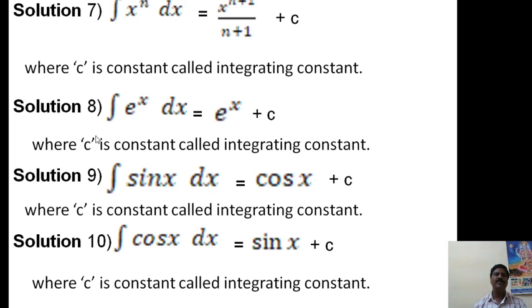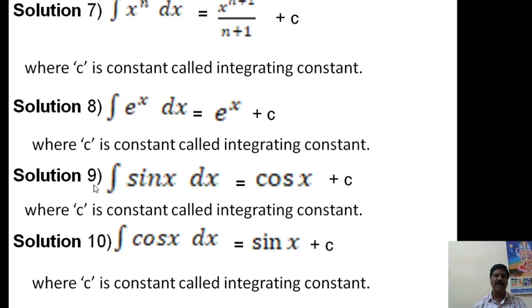Now the eighth problem, integration of e to the power of x dx. We can write e to the power of x plus c, because the differentiation of e to the power of x is e to the power of x. Therefore, conversely, we can write that the integration of e to the power of x dx is equal to e to the power of x plus c, where c is the integration constant.